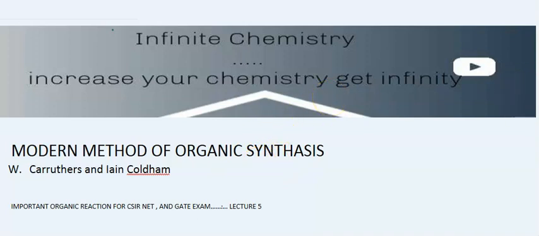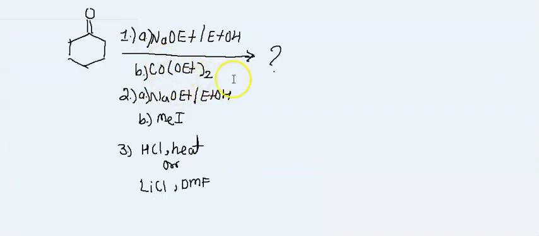This is your reaction. In this you are given a cycloketone here, and a reagent is mentioned. In the first step the reagent is NaOEt with EtOH and COOEt twice, and in the second step further NaOEt and EtOH with MeI, and the third step is HCl with heat or LDA.